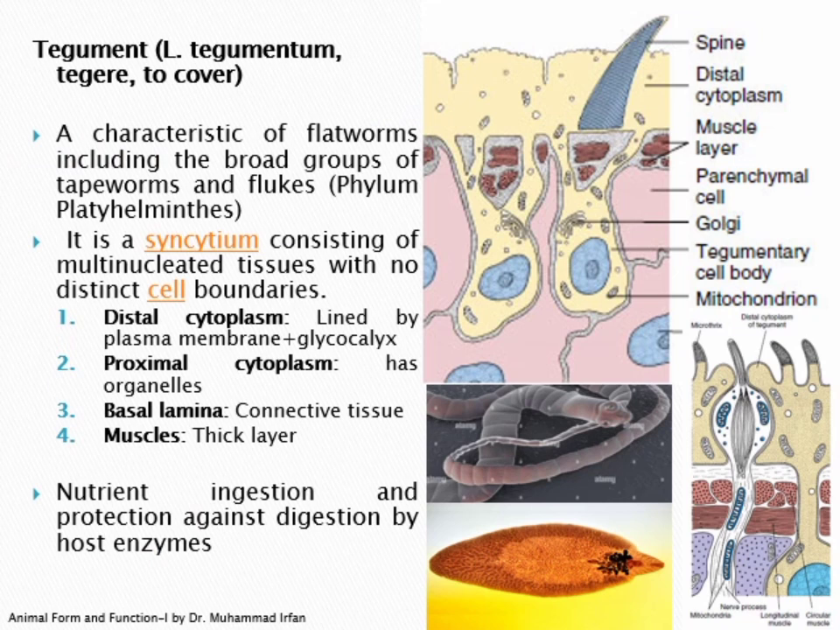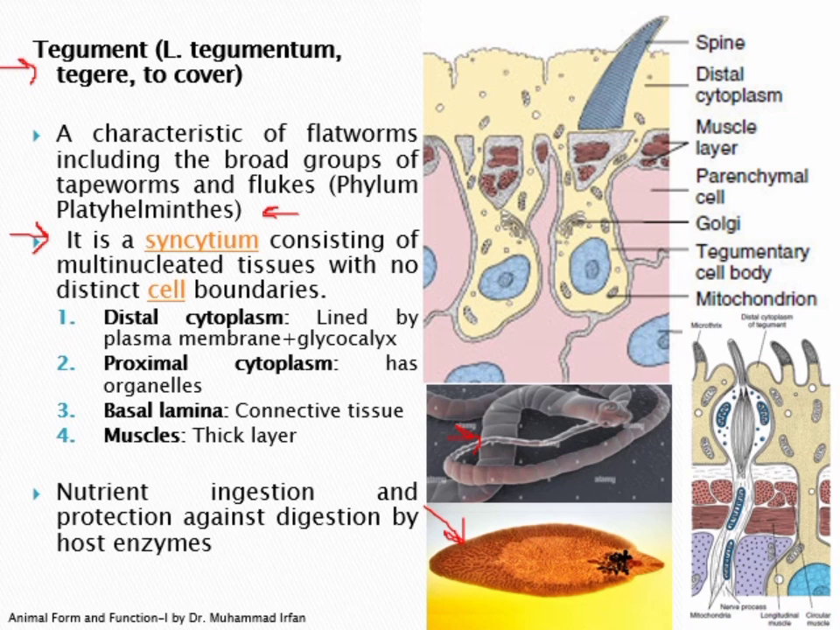When we go to the phylum Platyhelminthes, which includes the tapeworm and the flatworm, these animals have a definite tegument or integument, called the tegument. Tegument means to cover. So their integument is made up of the same layers: the epidermal layer, then the basement membrane, then the connective tissue, and beneath there are muscles.